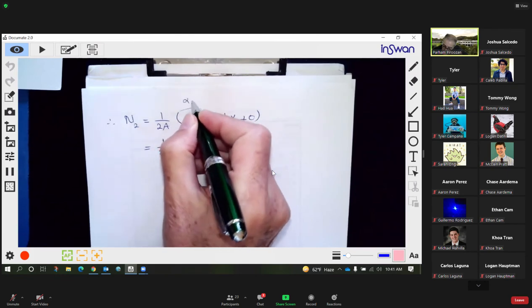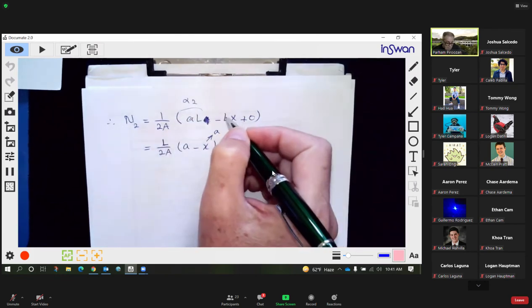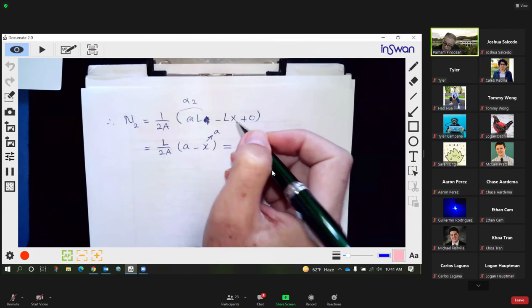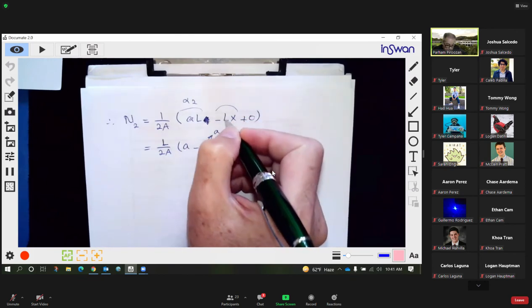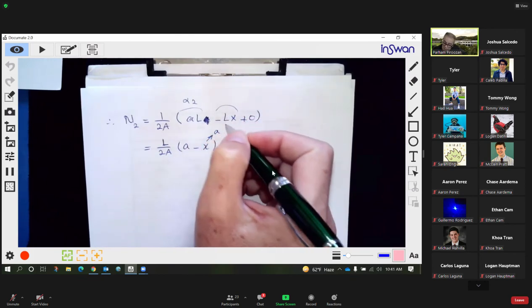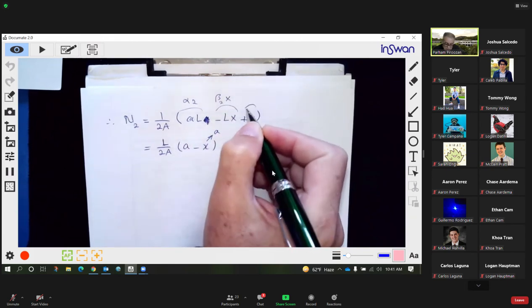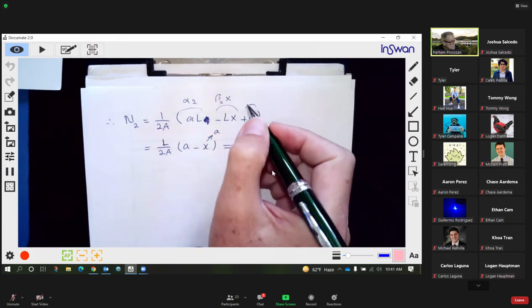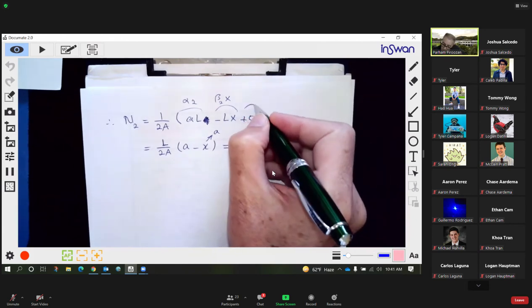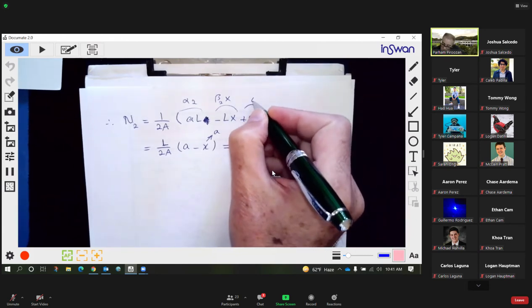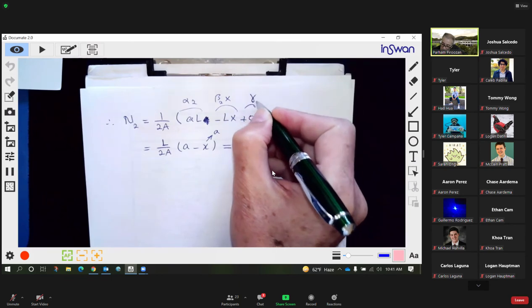This was alpha 2 plus beta 2x. This is actually beta 2 over beta 2. We found negative L. This is beta 2x. And gamma 2, this is gamma 2.